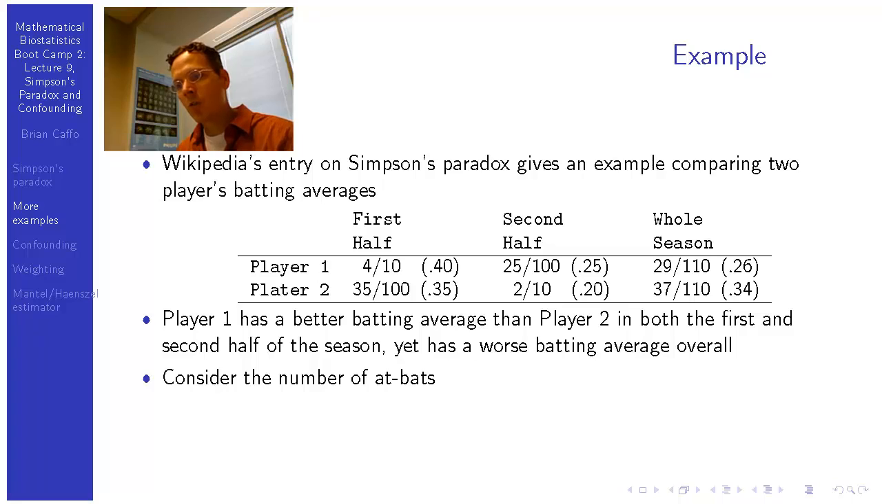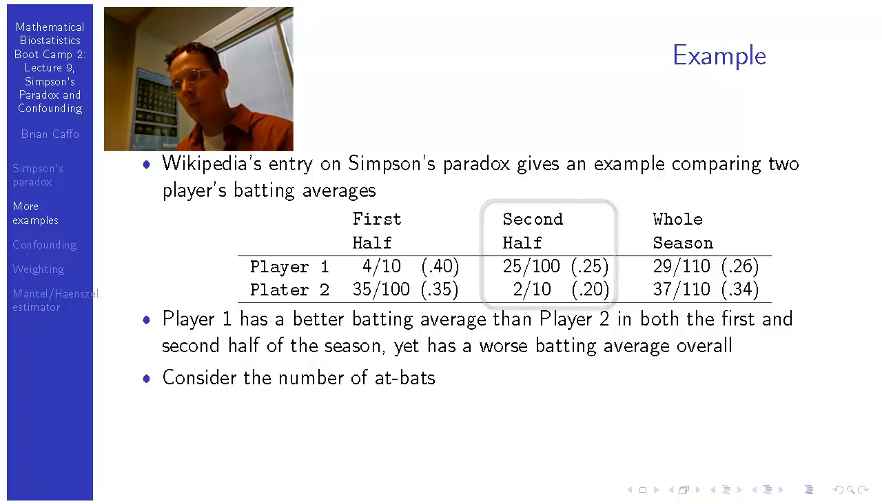Okay, so here's two players and their batting average. Player 1 had 10 at-bats in the first half of the season and got 4 hits. Player 2 had 100 at-bats and got 35 hits. So player 1's batting average was 40%, player 2's batting average was 35%. The second half of the season, player 1 got 25 hits out of 100, 25% batting average. The second half of the season, player 2 got 2 hits out of 10, 20% batting average.